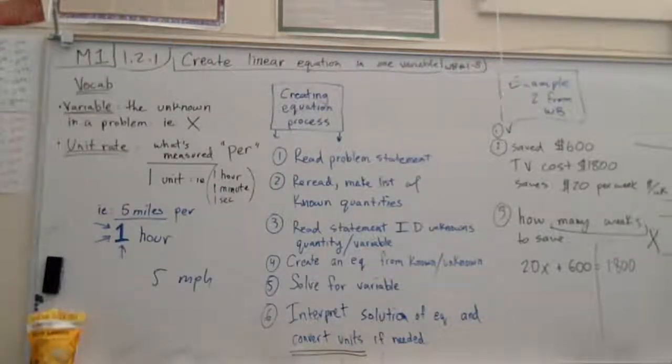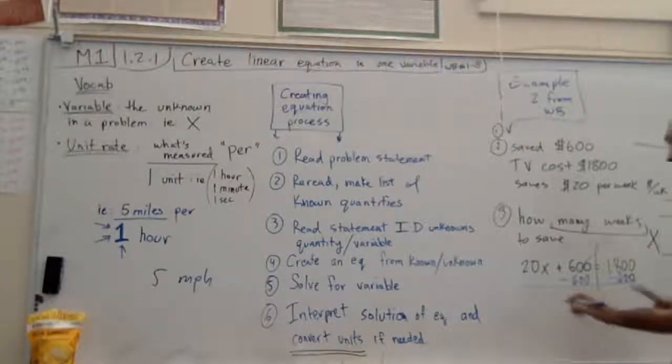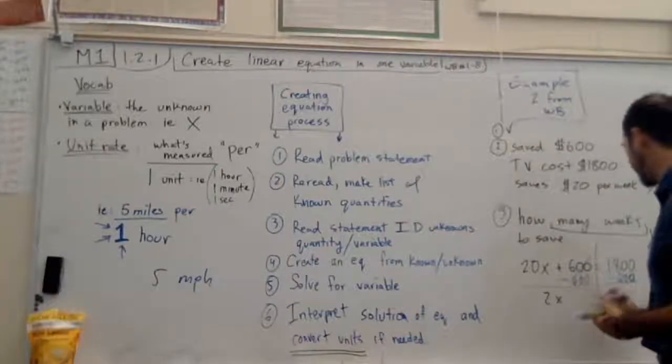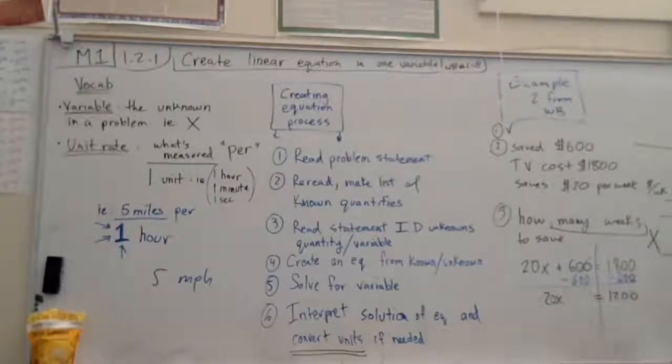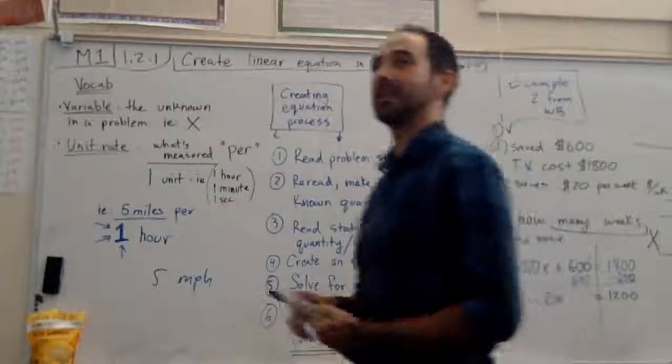Who can help me with that one? Yeah, Jack. Subtract 600 from both sides: minus 600, minus 600. Perfect. If you need it really organized, you can use all these lines to help form it. So 2x, that's gone, is equal to 1200. Okay, all right, so the last person.